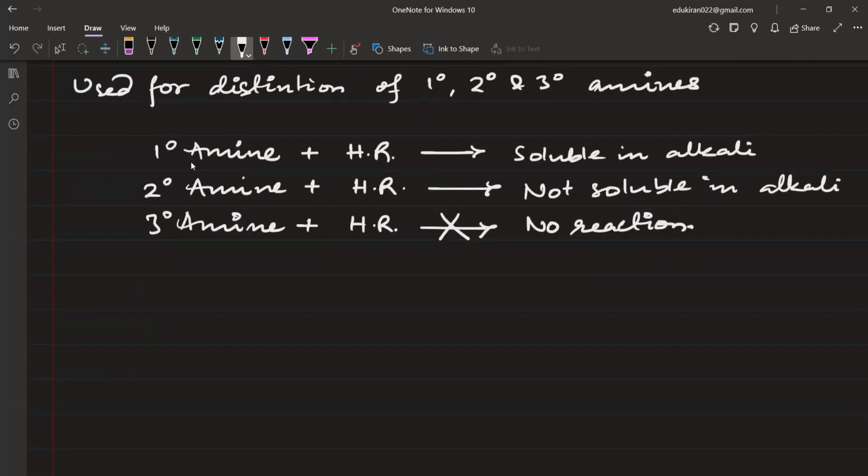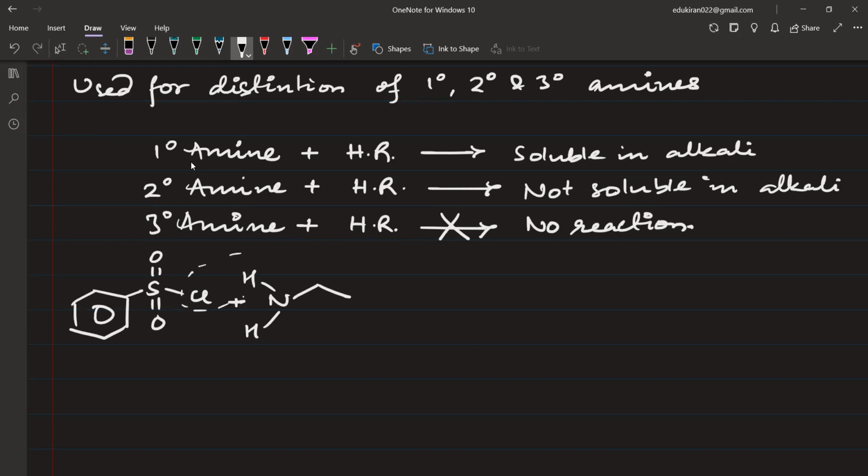Now, if I look at a primary amine, I will have this aryl sulfonyl chloride, this benzene ring with sulfur double bond O, and chlorine. And then you have nitrogen with an alkyl group, and there are 2 hydrogens. Okay, so a primary amine will always have 2 hydrogens and 1 alkyl group. Now, when I react this, HCl is lost, they react with each other, and what happens here? This nitrogen atom, basically, what happens?